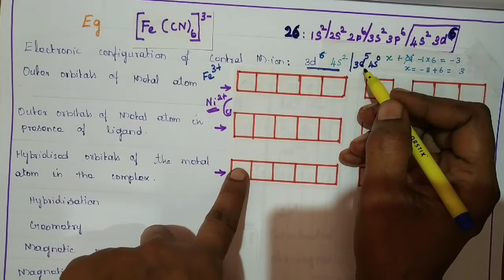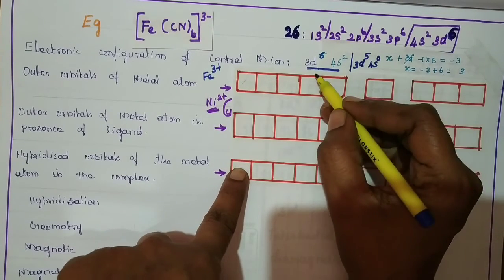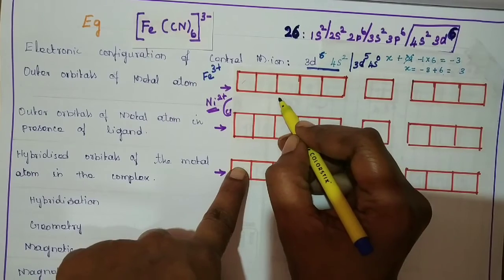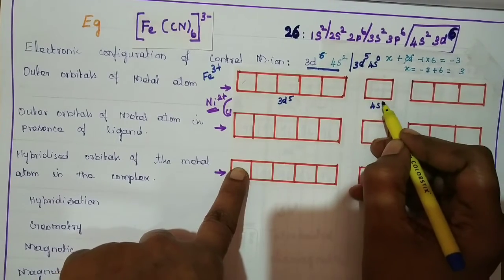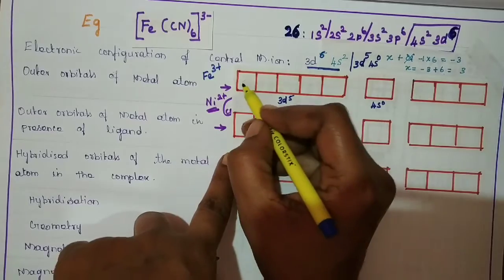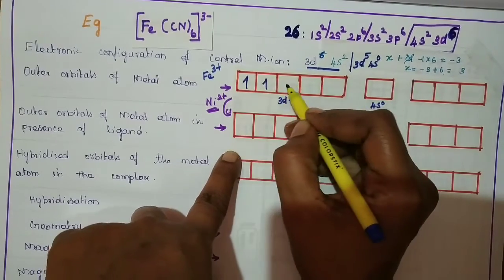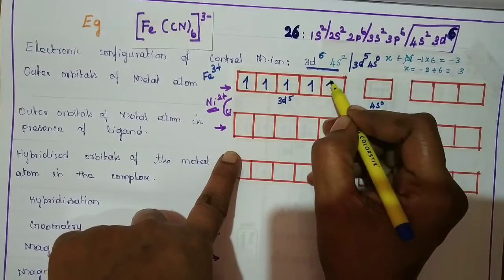Therefore final electronic configuration is 3d5 4s0. Therefore 1, 2, 3, 4, 5.